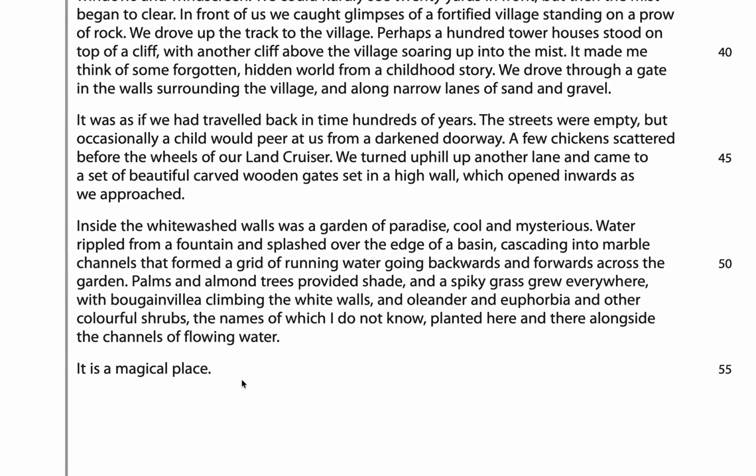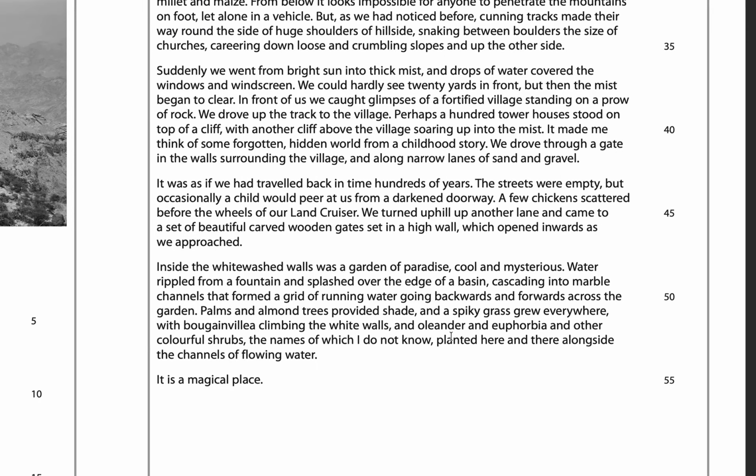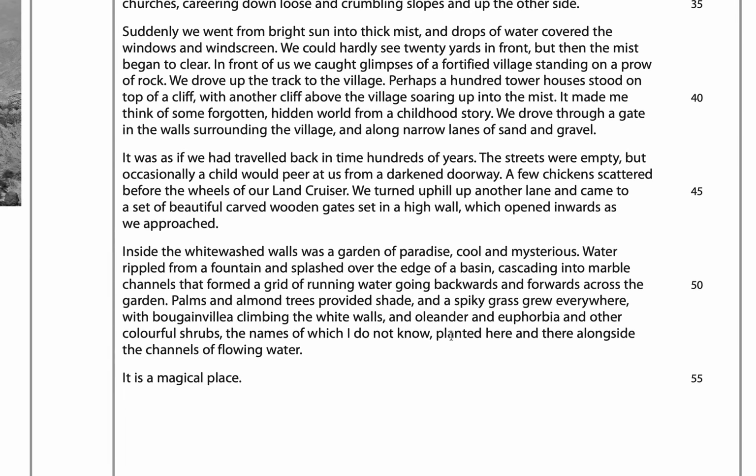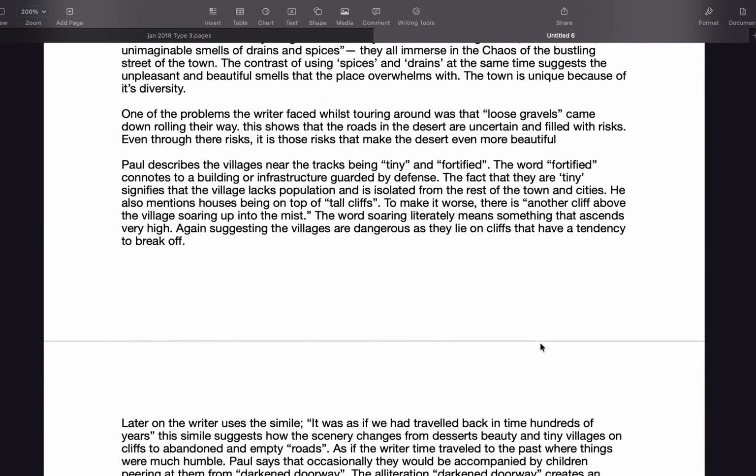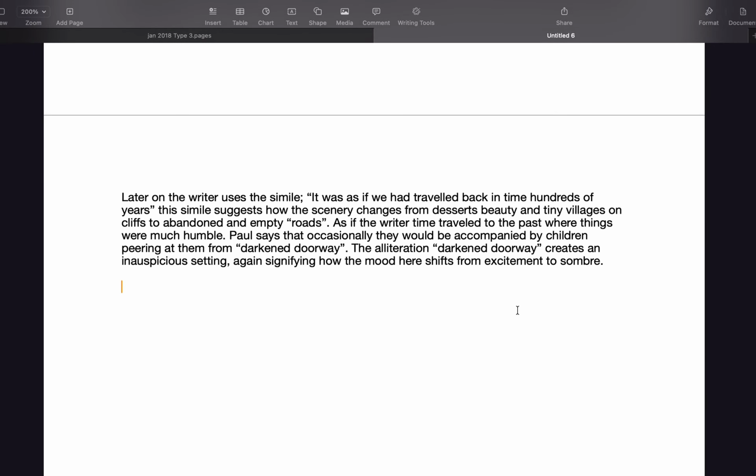This is the last paragraph for this particular text. Let's nail this down. One of the ways the writer ends, we see the writer ends on an optimistic and positive note. That's a statement we can say. Why do we say that?